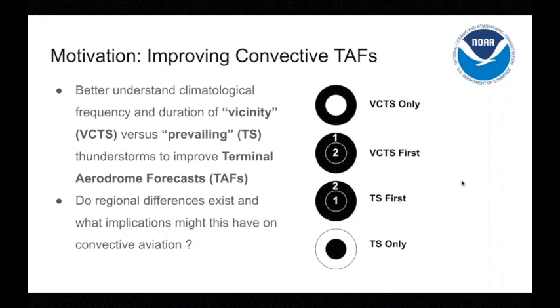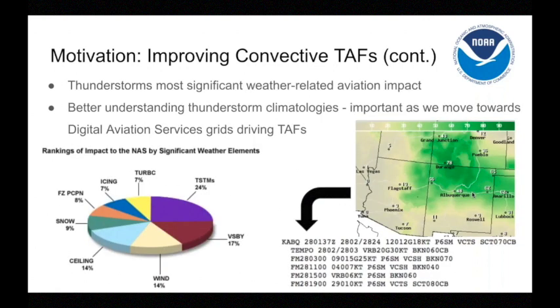For TS first, it's basically the same, but of course the first strike is within 0 to 5, and then the rest of the strikes can be anywhere from 0 to 10. And TS only means that the only strikes occurring during that storm are within 0 to 5 miles from the airport. Another reason for looking at the lightning climatology surrounding airports is that thunderstorms are the most significant weather-related aviation impact, and you can see that in the little chart down there. It will be helpful to better understand thunderstorm climatologies as we look at the relationship between creating TAFs from digital aviation services.